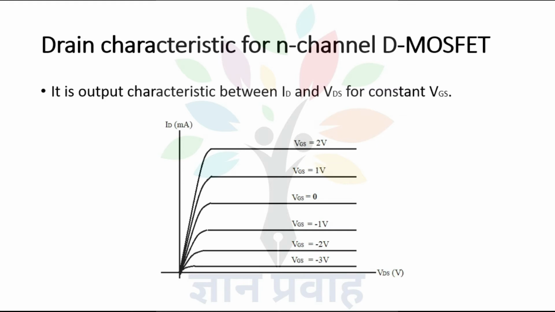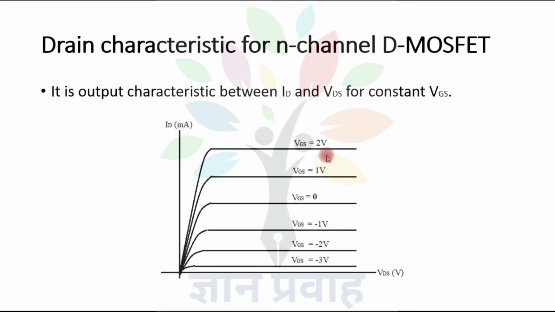Drain characteristic for the N-channel D MOSFET. The drain characteristic for the N-channel D MOSFET is the same as we have discussed for the N-channel JFET, because JFET and D MOSFET are both normally on devices. The drain characteristic is the output characteristic between ID and VDS for constant VGS voltage. It is the same as we discussed for the N-channel JFET, for different VGS voltages, where here we are taking VGS in positive also.